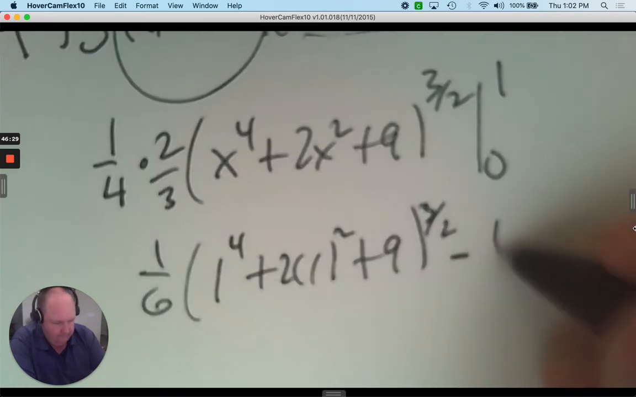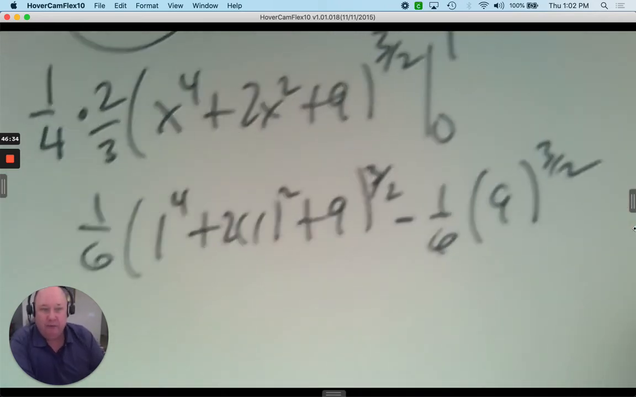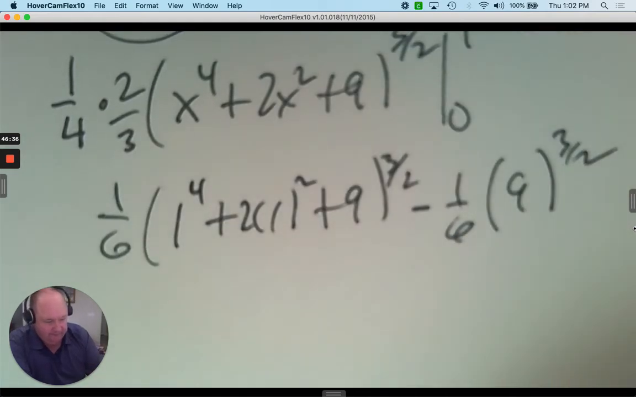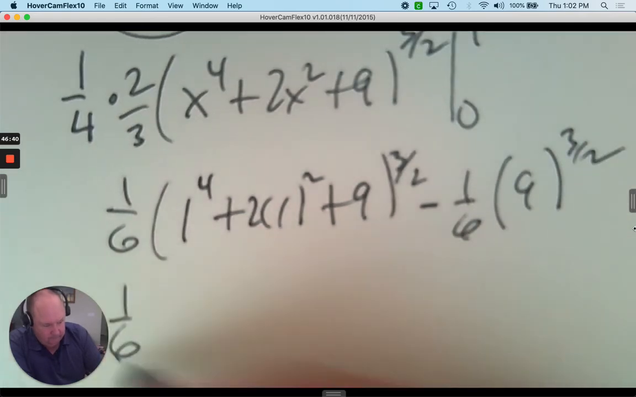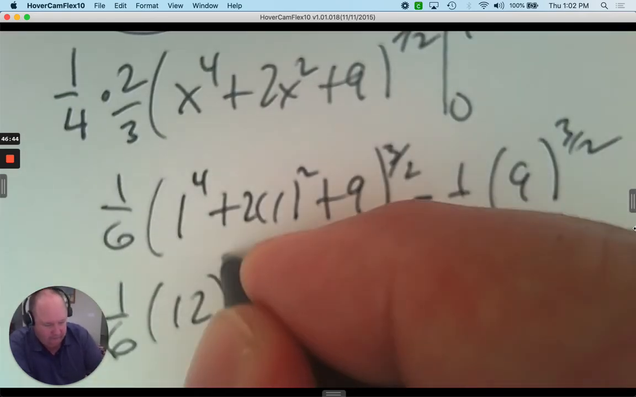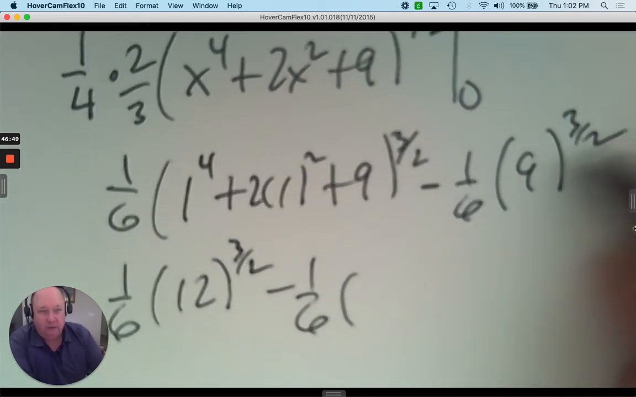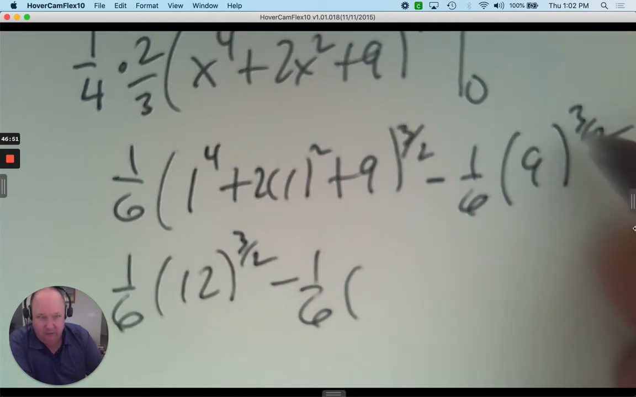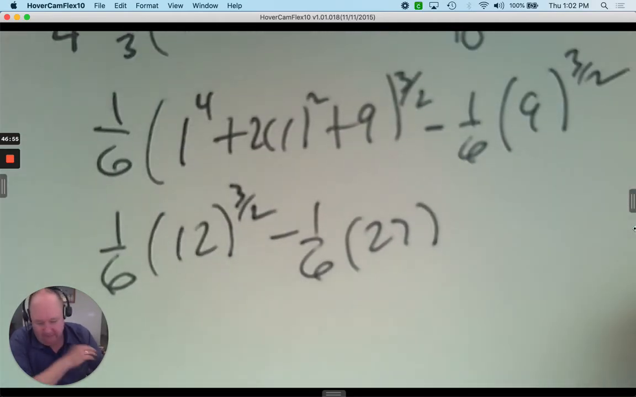Subtract. Plug in 0. Now you have to have a little bit of number sense without a calculator. So this is 1 plus 2 plus 9. This is 12 to the 3/2. This one here is the square root of 9, which is 3, to the exponent 3, which is 27. So we have that.